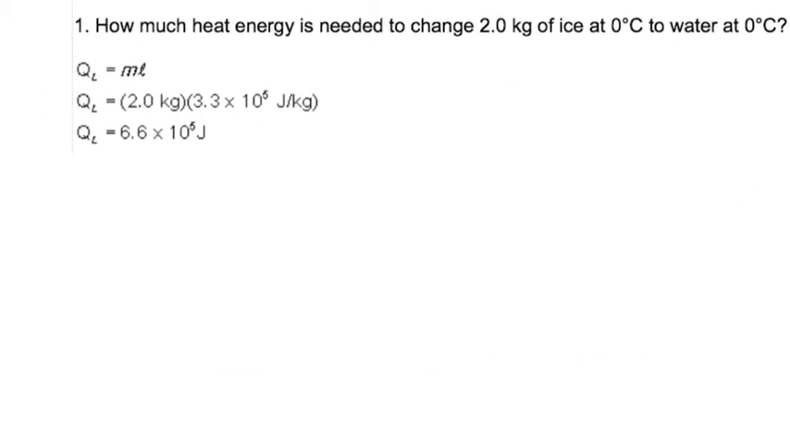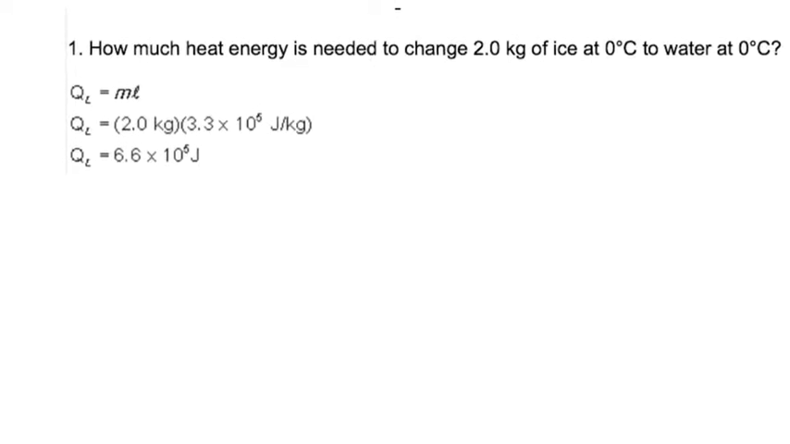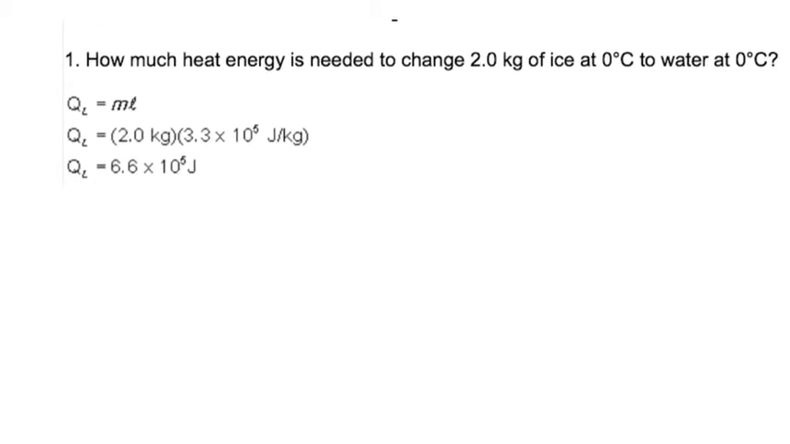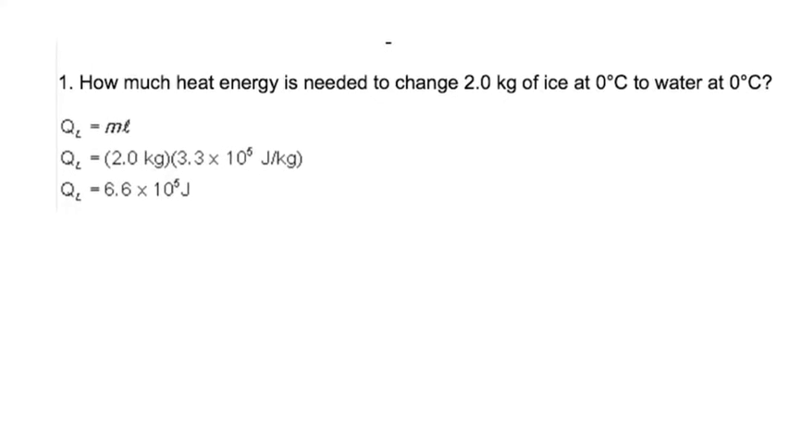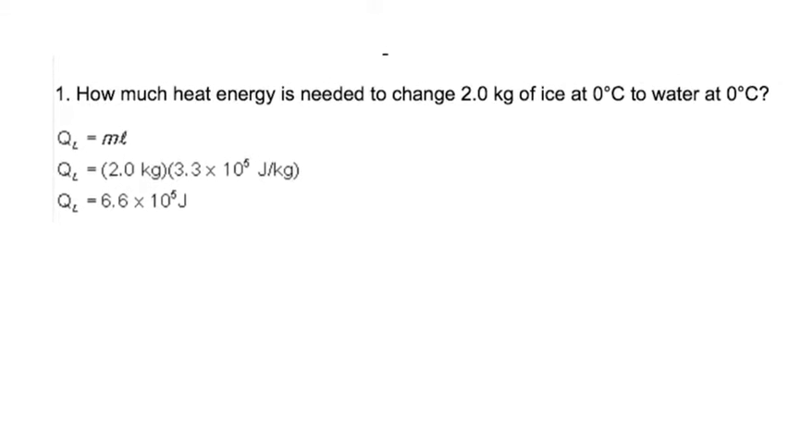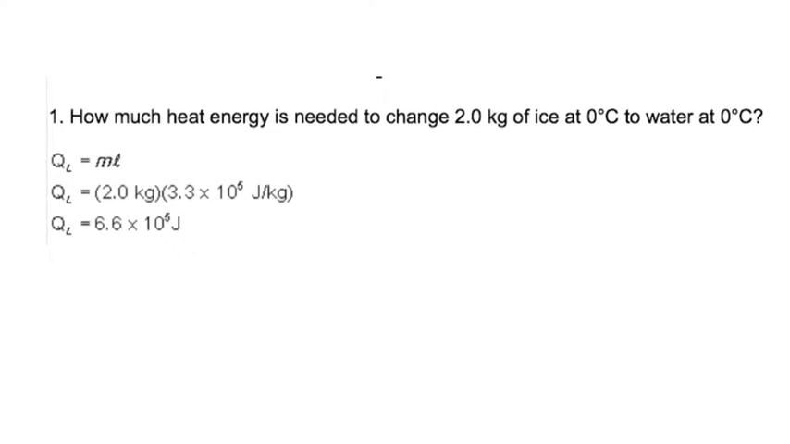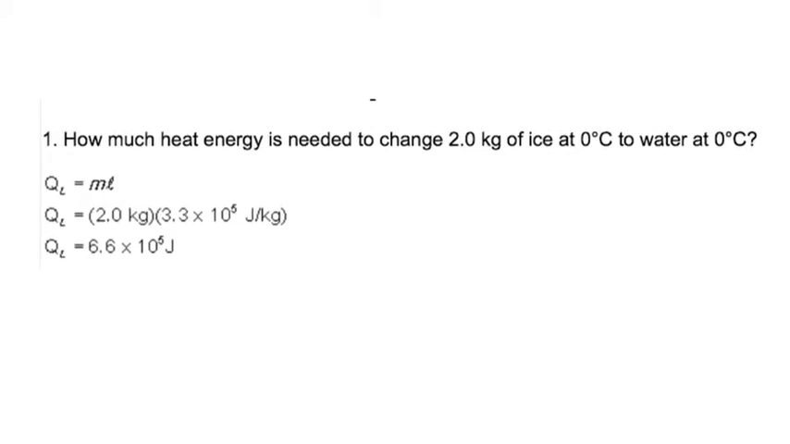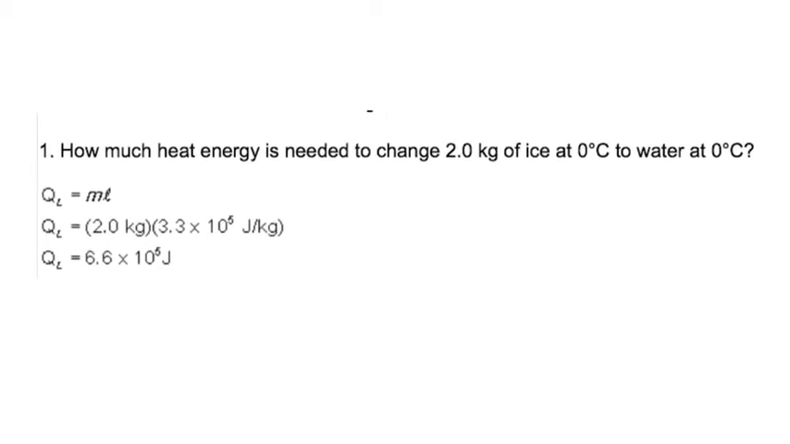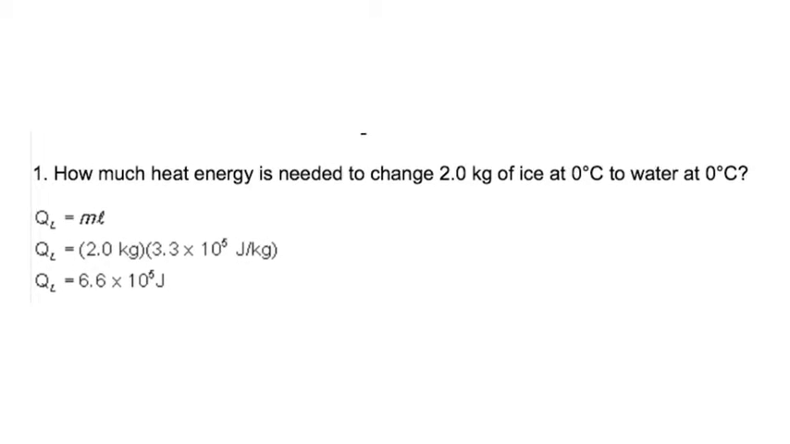Example number 1. How much heat energy is needed to change 2 kilograms of ice at 0 degrees Celsius to water at 0 degrees Celsius? In order for us to get the answer, we have to first substitute the values, in which 2 kilograms is the mass. And, you might get confused, 3.3 times 10 to the power of 5 joules per kilogram is given.